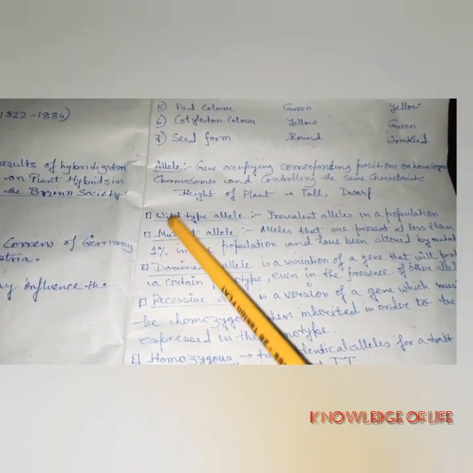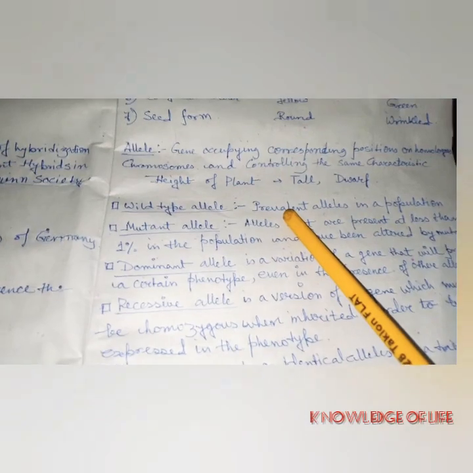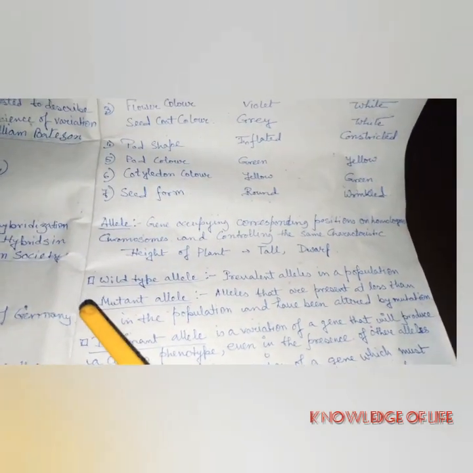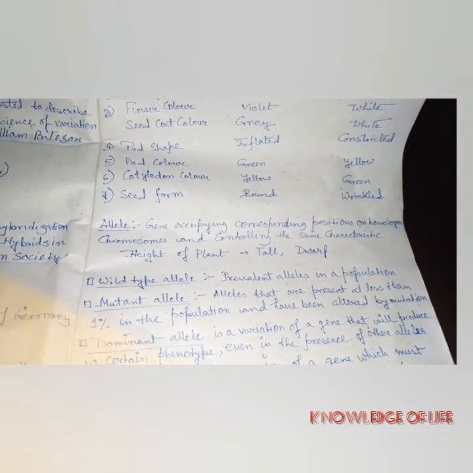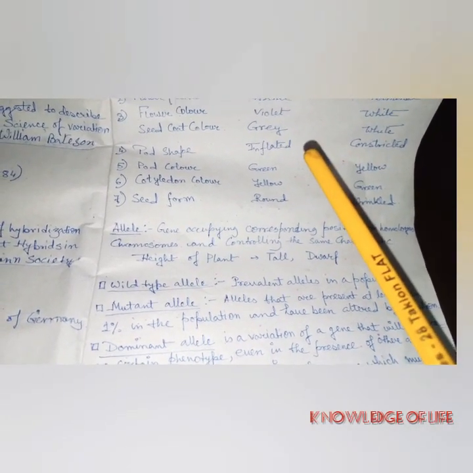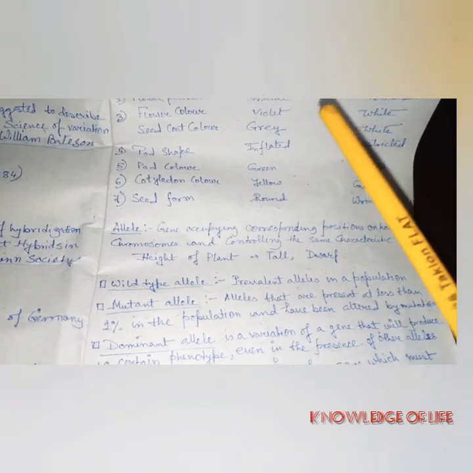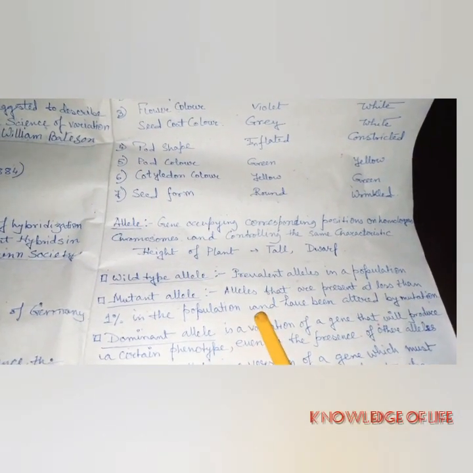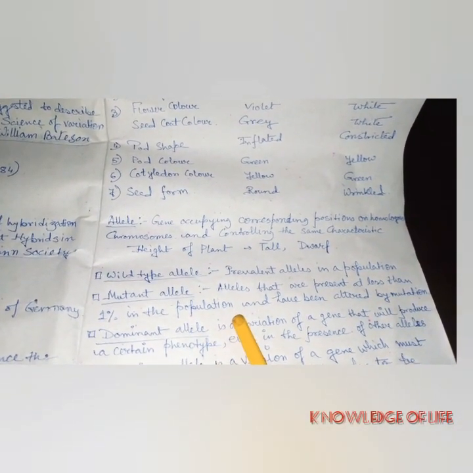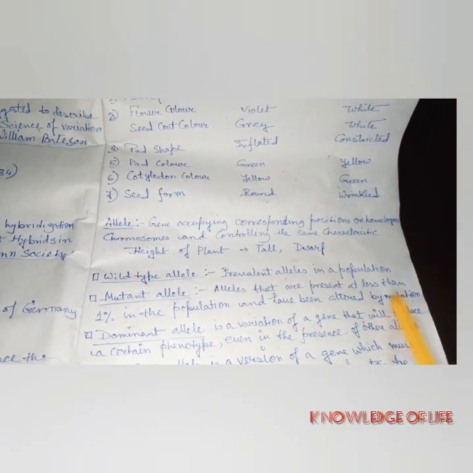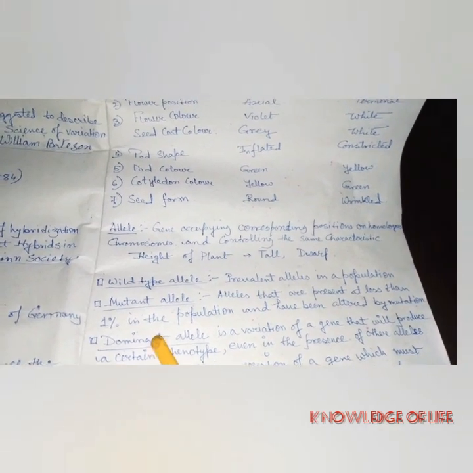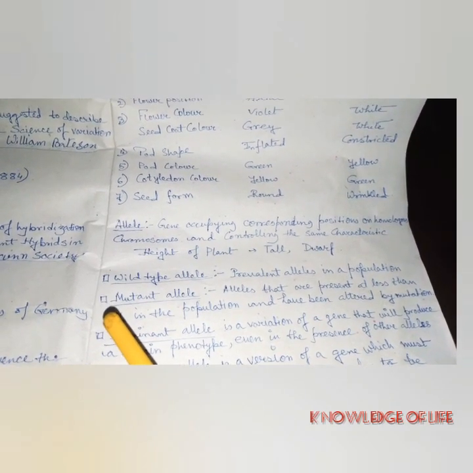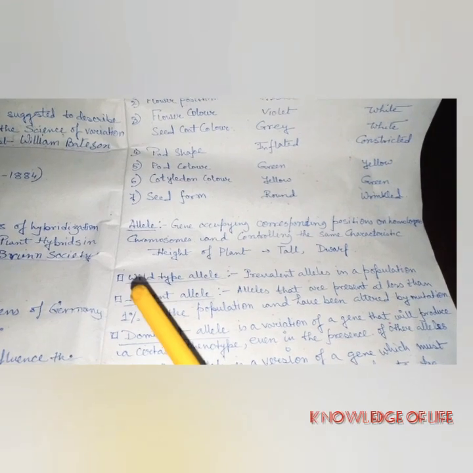Now, types of alleles. Wild type alleles: prevalent alleles in a population are called wild type alleles. These alleles typically encode proteins that are made in the right amount and function normally. And alleles that are present at less than 1% in the population and have been altered by mutation are called mutant alleles. Such alleles usually result in a reduction in the amount or function of the wild type protein and are most often inherited in a recessive fashion.